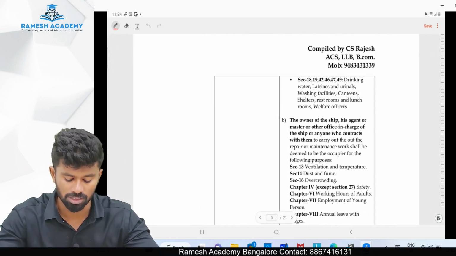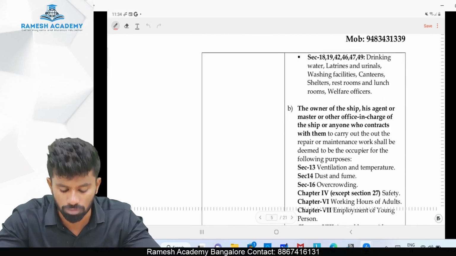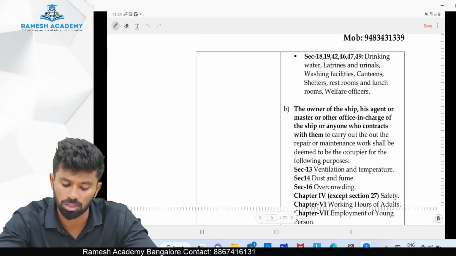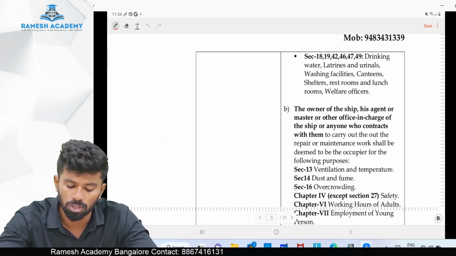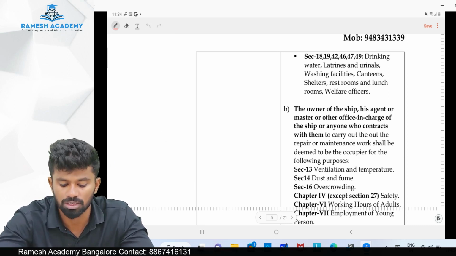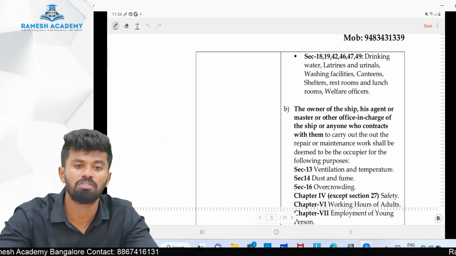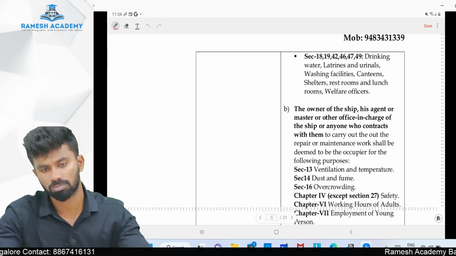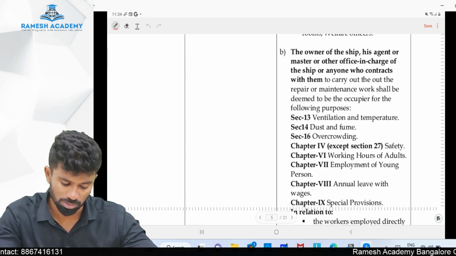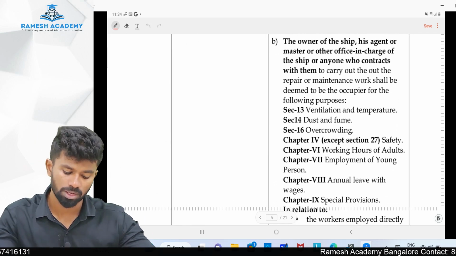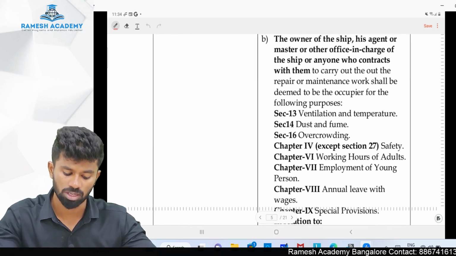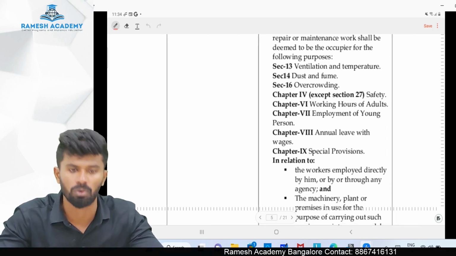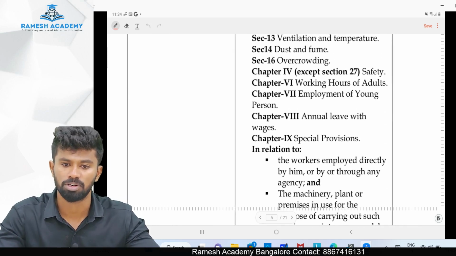For the rest of the things, that is sections 18, 19, 42, 46, 47, 49, which deal with drinking water, latrines, urinals, washing facilities, canteen, shelters, restrooms, lunchrooms, welfare officers. For the compliance of these things, who would be responsible? The dock owner only is responsible. The owner of the ship, its agent or master or other officer in charge of the ship, or anyone who contracts with them will be responsible for the following, that is, ventilation and temperature.